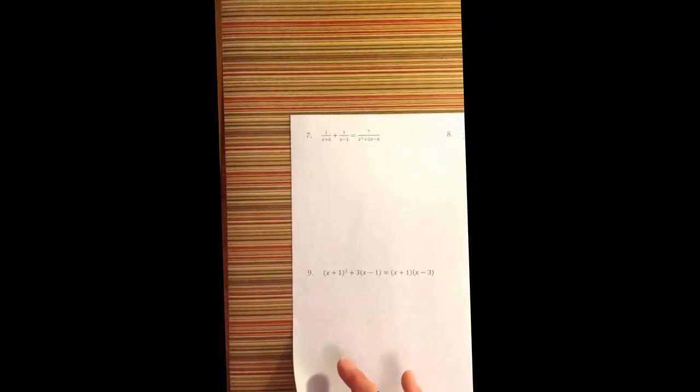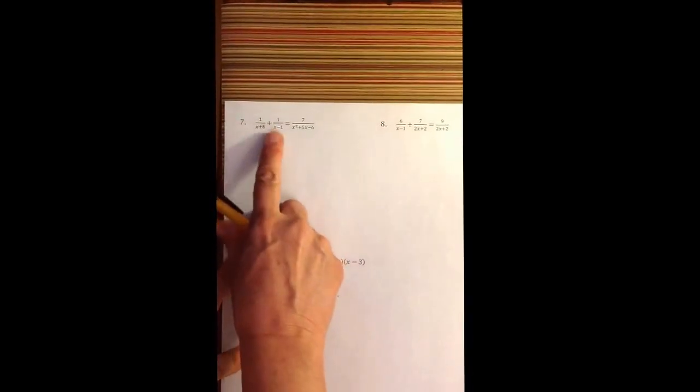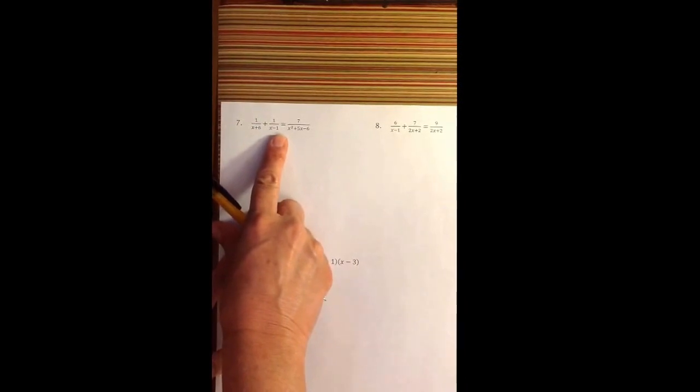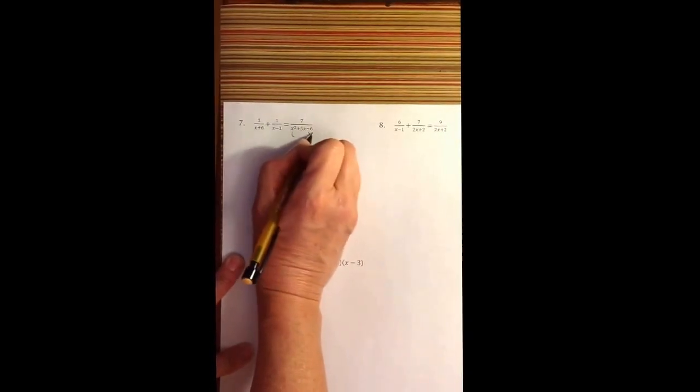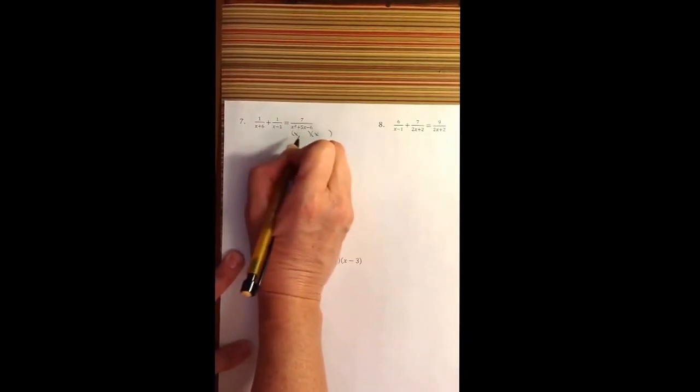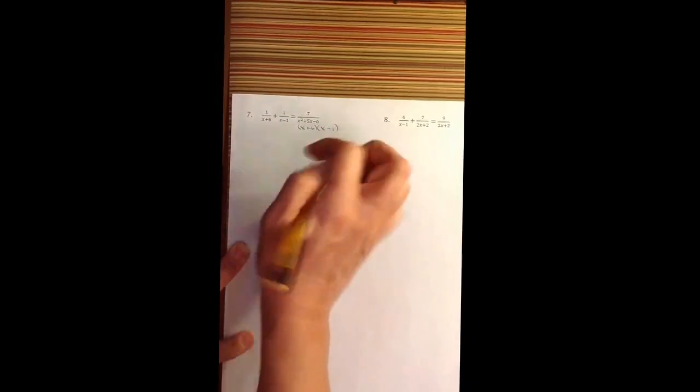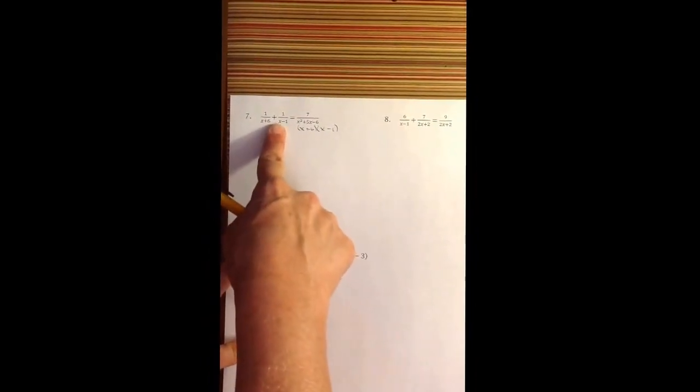Moving on to number 7, I need to use some of those strategies that I had from section point 7 to either add my fractions together, which is one possibility, get a common denominator and add them together, because on the right-hand side, if I factor this, it's going to actually factor into these two factors. So I could put them together into a fraction, and then I'd have a fraction on the left equals a fraction on the right.